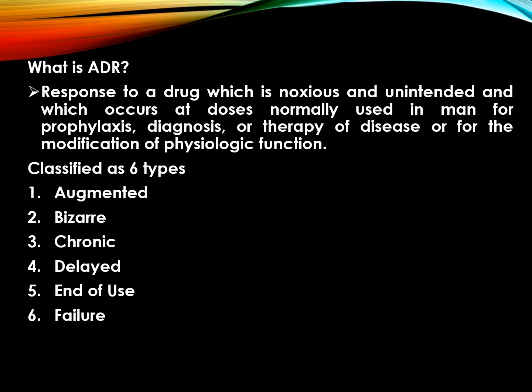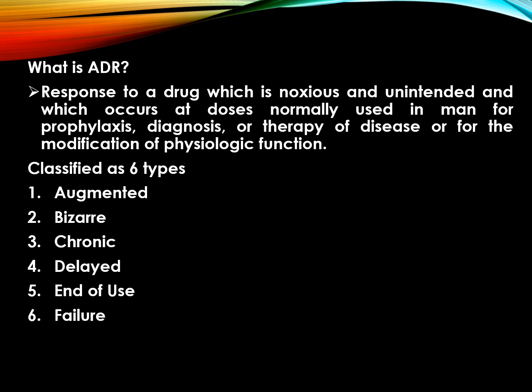What is an adverse drug reaction? It is a response to a drug that is noxious, unintended, and which occurs at doses normally used in men for prophylaxis, diagnosis, or therapy of disease, or for the modification of physiologic functions. Generally, it is classified into six types. First is augmented, second is bizarre, third is chronic, fourth is delayed, fifth is end of use, sixth is failure.